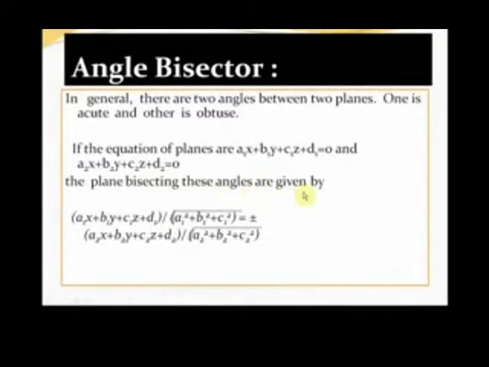are given by (a1x + b1y + c1z + d1) divided by under root of a1 square + b1 square + c1 square, equal to plus minus (a2x + b2y + c2z + d2) divided by under root of a2 square + b2 square + c2 square. Now this together gives us two equations of angle bisectors. One is the angle bisector of the acute angle and the other is the angle bisector of the obtuse angle.